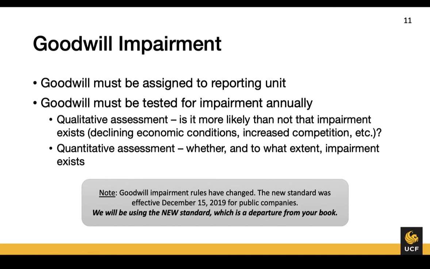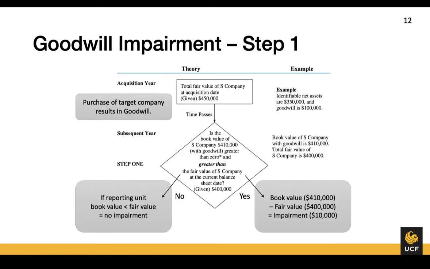Please note that goodwill impairment rules have changed since your book was written. The new standard was effective December 15th, 2019, and we will be using the revised standard in this class. This example is taken from your book, but modified for the new rules.